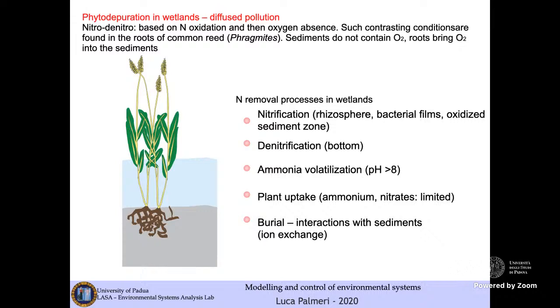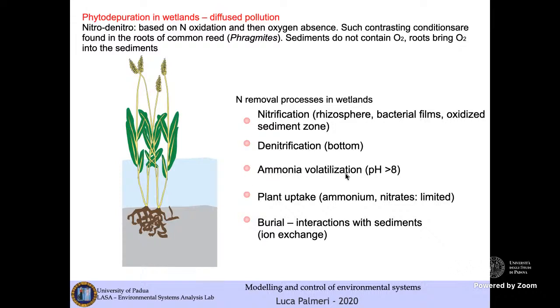So the nitrogen removal processes in wetland are nitrification in the rhizosphere by bacterial films oxidized in the sediment zone. So we are at the bottom here. We have again denitrification in the bottom. So in anoxic condition, we have conversion of oxidized forms of nitrogen like NO2 or NO3 into gaseous nitrogen. This requires anoxic conditions. Then you have another important process, that is the ammonia volatilization.